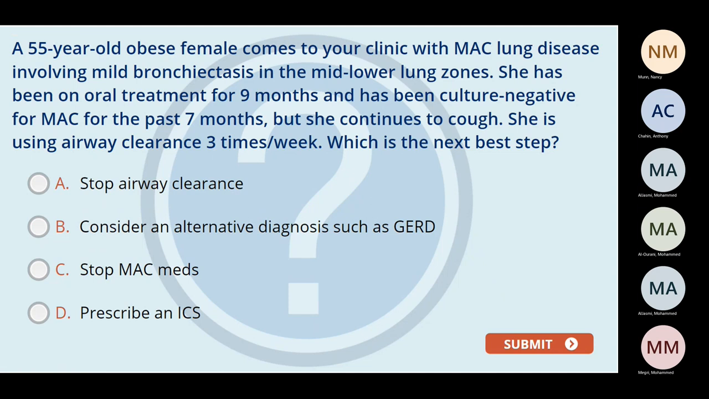All right. She has bronchiectasis. What do you think about airway clearance? She's on the right treatment. She achieved smear or culture negativity for 7 months. So consider another cause for her cough. Keep an open mind for other etiologies for her cough, beyond her NTM.